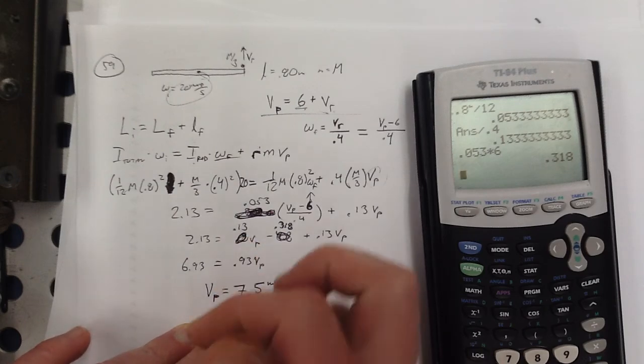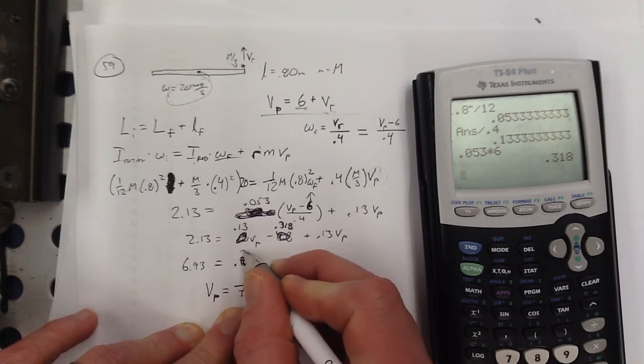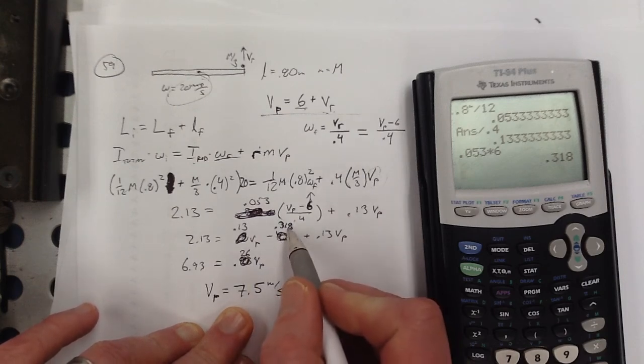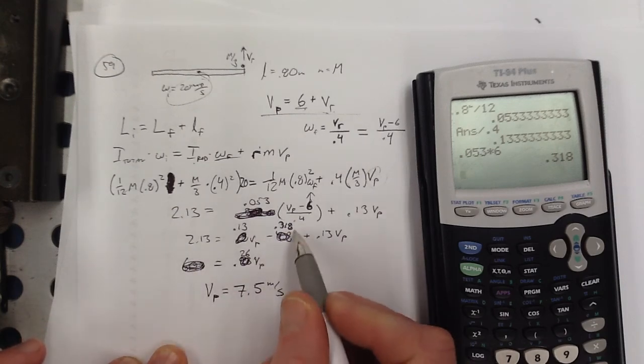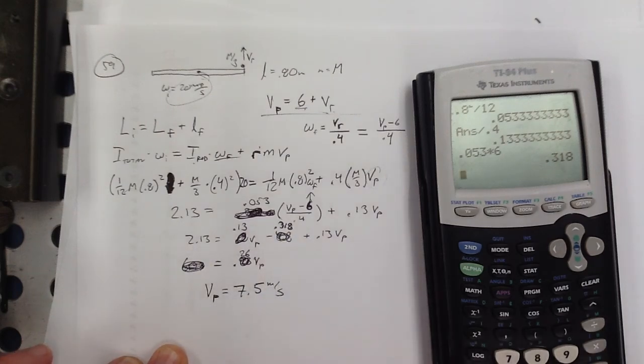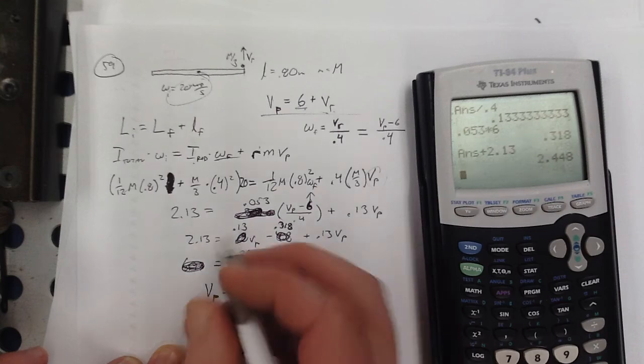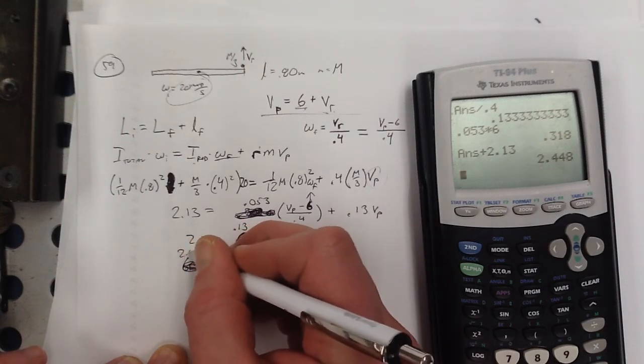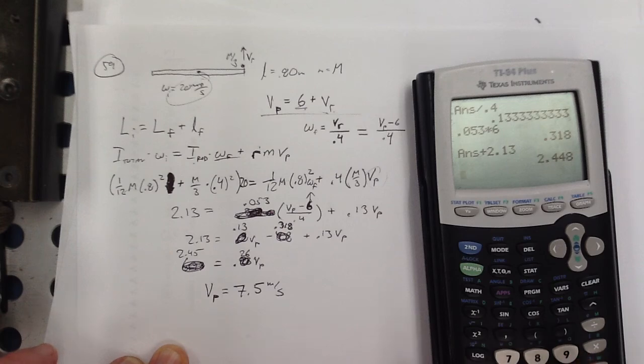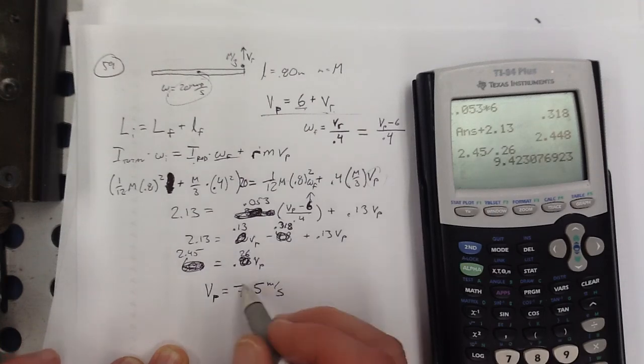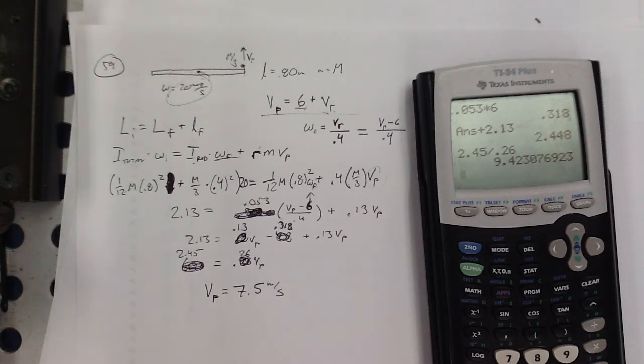So 0.13 and 0.13, that's going to be 0.26, and then adding this much smaller number over here is going to be 2.45. 2.45 divided by 0.26. No, this is still not right. Dang it.